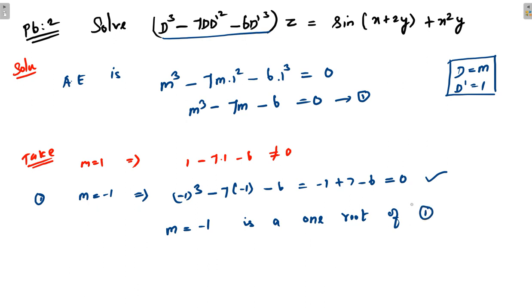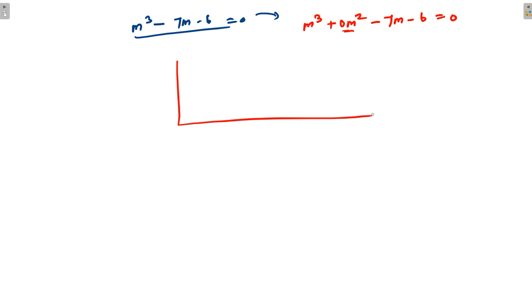of equation 1. So by using m is equal to minus 1, try to reduce the cubic equation to a quadratic equation. So now, given that m power 3 minus 7m minus 6 equal to 0, I am going to rewrite this term as m power 3 plus 0m square minus 7m minus 6 equal to 0. So here in this expression the m square term is not coming, so for that I have included 0 into m square like this. Now I am going to rewrite by using division method.